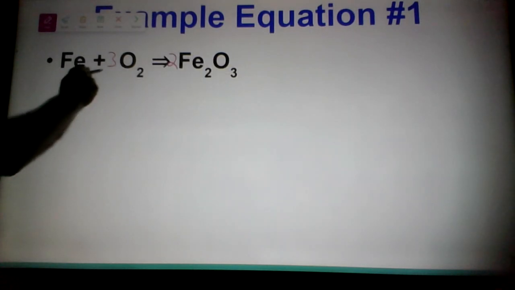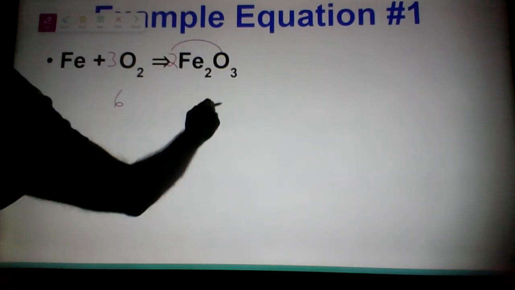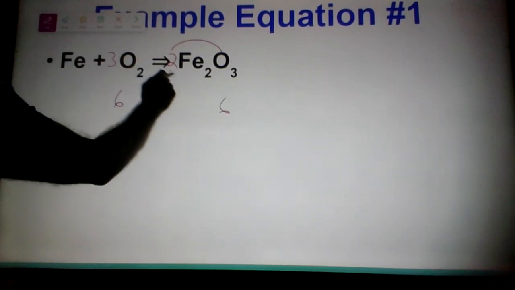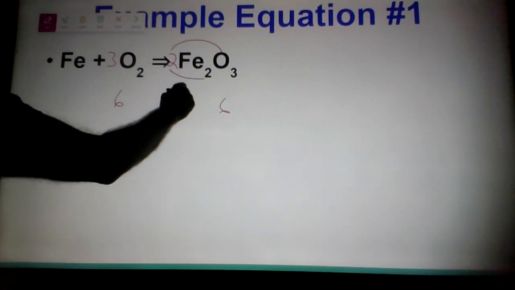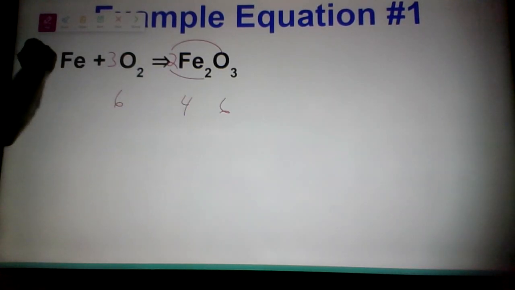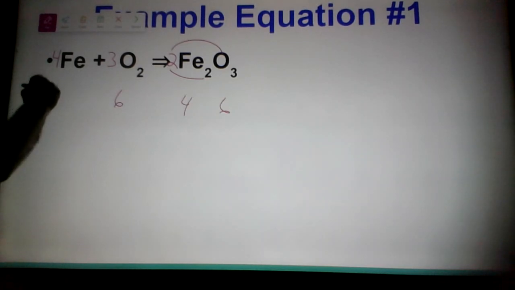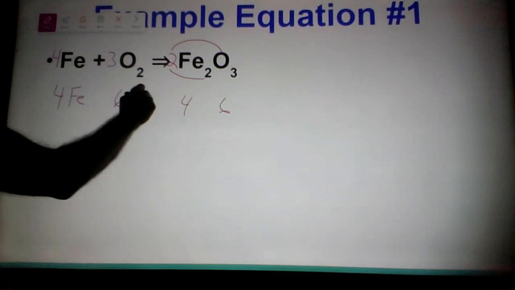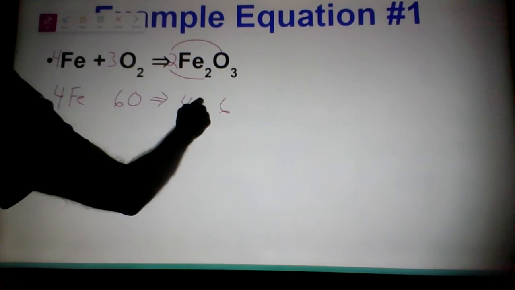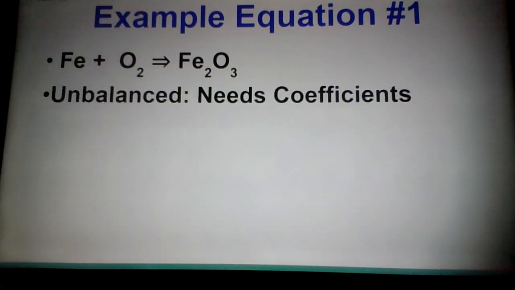Okay, this is now going to give me 6 oxygens and 6 oxygens right there. But by putting that 2 there, I just made Fe2 twice, so I made 4 irons. So I have to put a 4 here. If you get that, great. If not, it's okay, because we haven't tried any practices yet. Okay, now we have 4 irons on the left and 6 oxygens, and we also have 4 irons on the right and 6 oxygens. So this equation is now balanced.